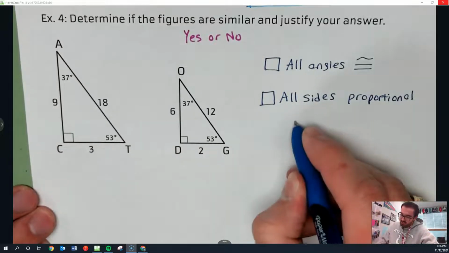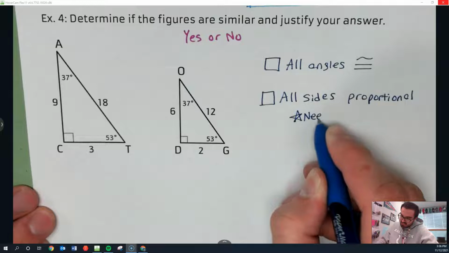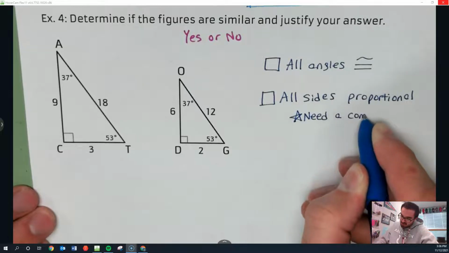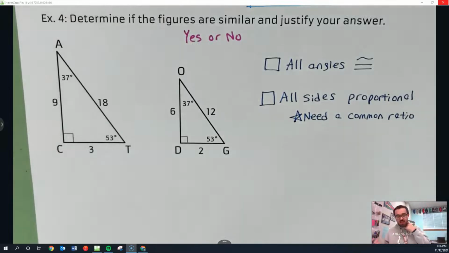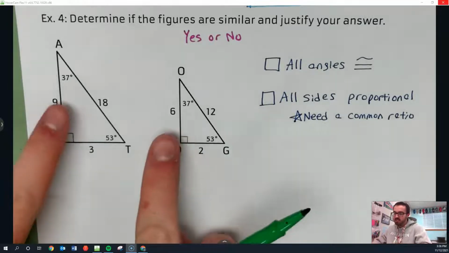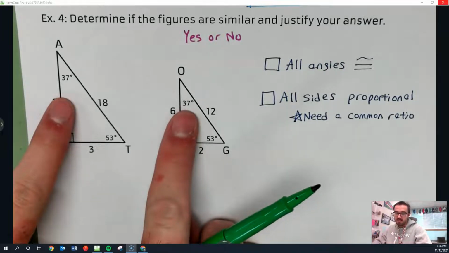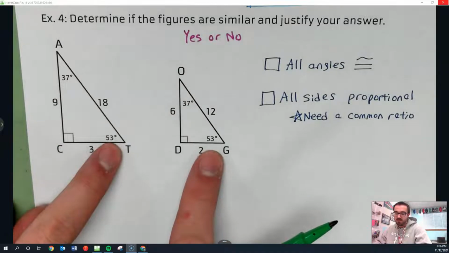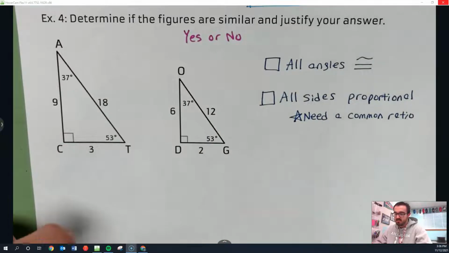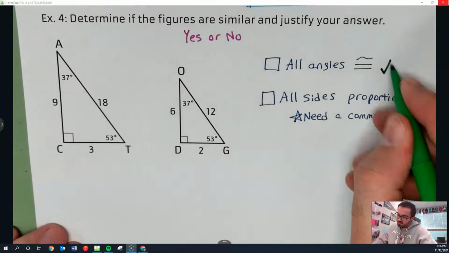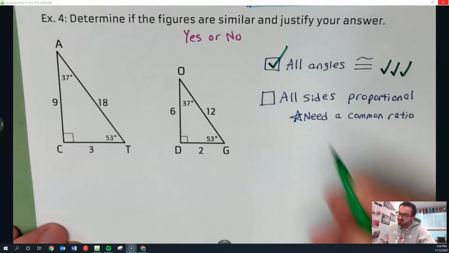Okay, another way of saying that is we need a common ratio, like we did in example 3. Are all the angles proportional? Are all the angles congruent? Let's check. We can check it really quickly. 37 and 37, are those the same? Yes. 53 and 53, are those the same? Yes. This means 90 degrees and 90 degrees. Are those the same? Yes. So all of my angles are congruent. Yes, yes, yes. So that's good.